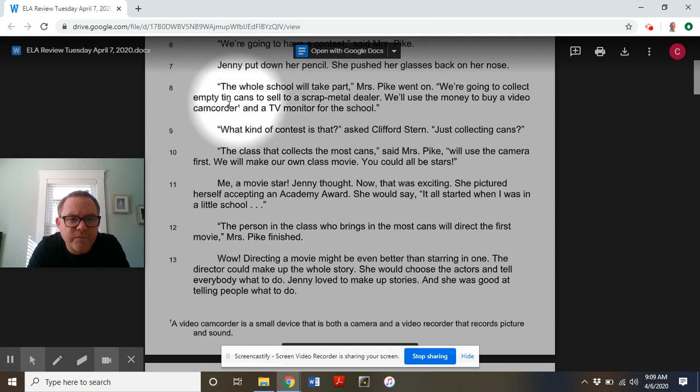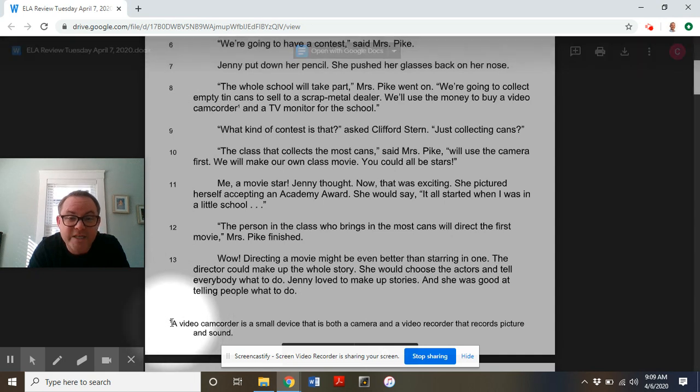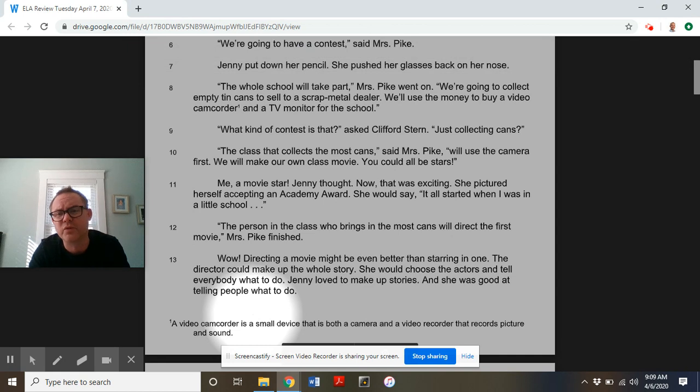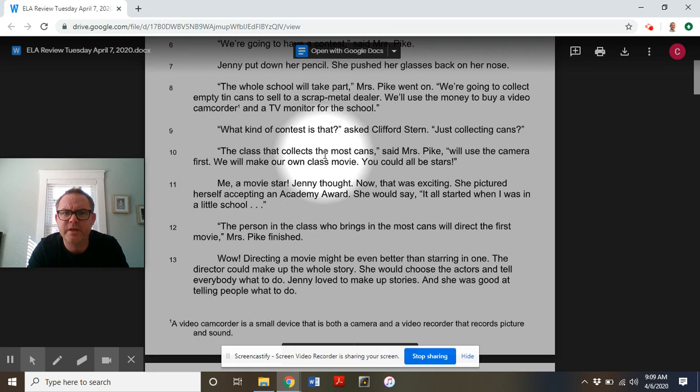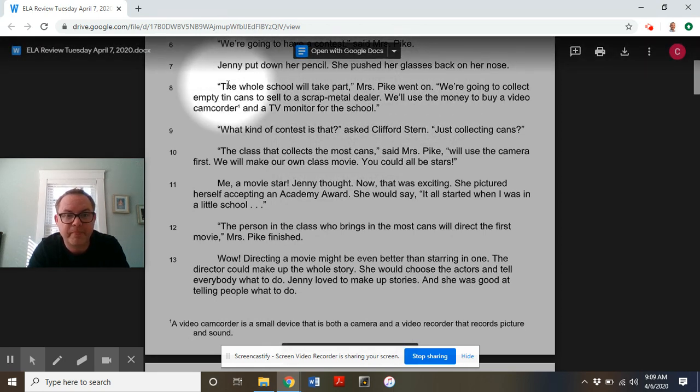So the word we're looking for is camcorder. There's a little one there, and that one matches up with the one down here, and it explains to us that a video camcorder is a small device that is both a camera and a video recorder that records picture and sound. Now, of course, these days, you don't really see very many video camcorders around because everyone's got phones and you can just take video on your phone. But this used to be an exciting piece of technology. This story is a little bit older. Okay, so let's go back. I'm going to take that information now and put it back into the dialogue that Mrs. Pike, the teacher, is saying.